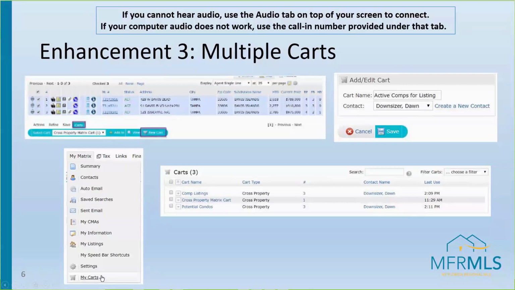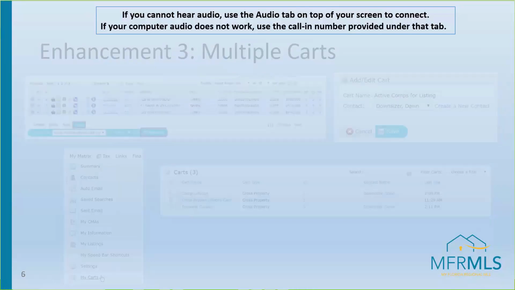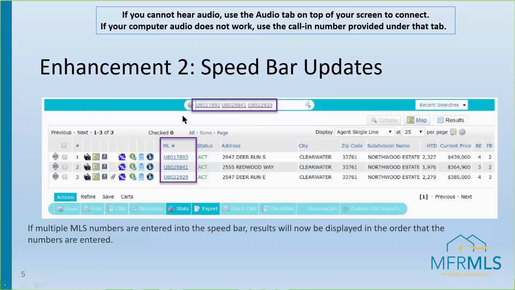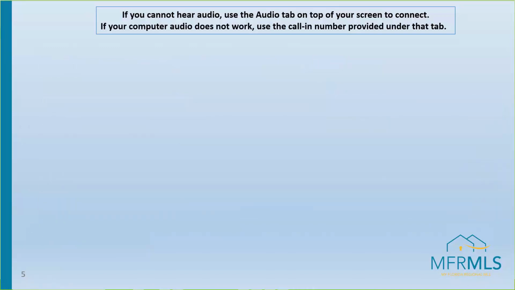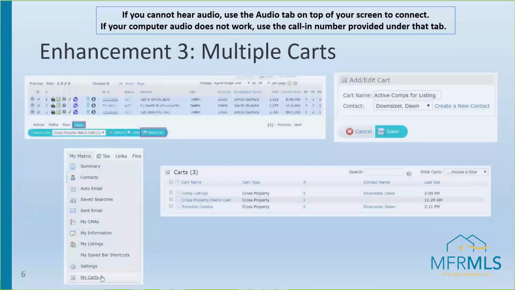So let's see, a few questions came up that I just want to address while we are going through this. First of all, when we were talking about the speed bar, the second enhancement that we shared, when you enter listings into the speed bar in Matrix, you have the option of including a comma or not including a comma. I am more than welcome to put a comma in between each listing ID. I don't have to. So that was one question that came up. The other question is if this webinar is going to be recorded, and the answer is yes, we are recording this webinar and we will be sharing this out.